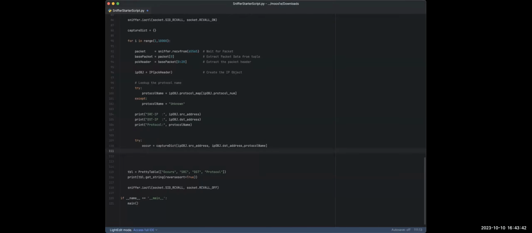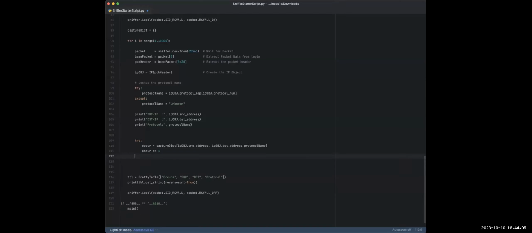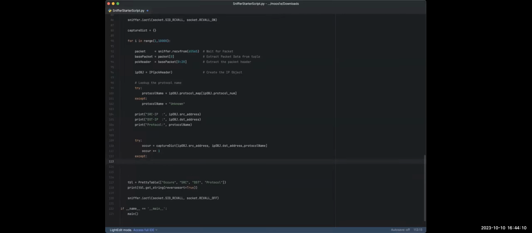So we're going to try that. And then let's say it's able to display that. Now we need to keep doing that for every single packet that's around. So we're going to do occur plus equals 1, because then we're going to keep going through it. This is pretty much it. Then you're going to do except. I'm not going to write this out, but you essentially need to have it so that it goes through that, and once it exhausts, it stops.